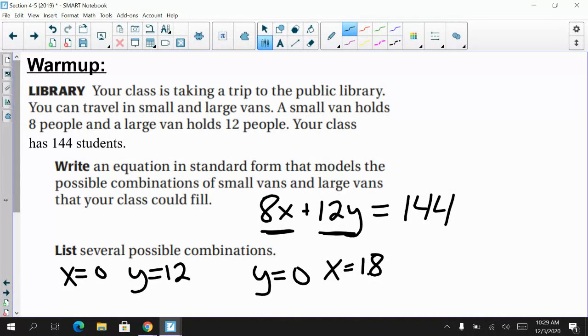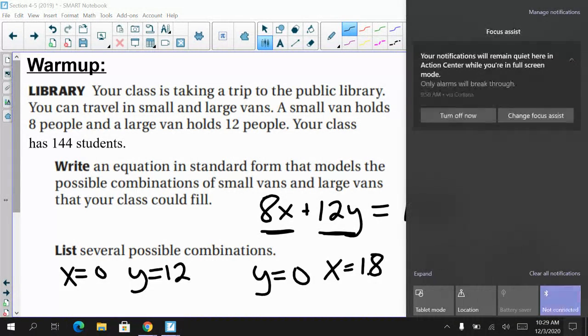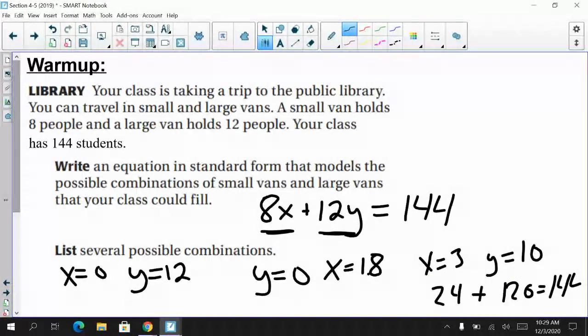There are all kinds of different other combinations you could do. X equals 3, and I believe Y would equal 10. X equals 3, Y equals 10 is another combination. 10 times 12 is 120. 8 times 3 is 24, which equals 144. There are many, many, many possibilities here.